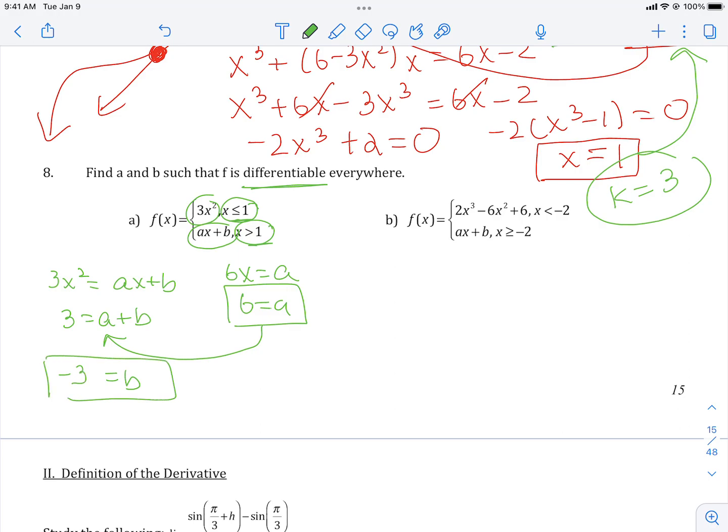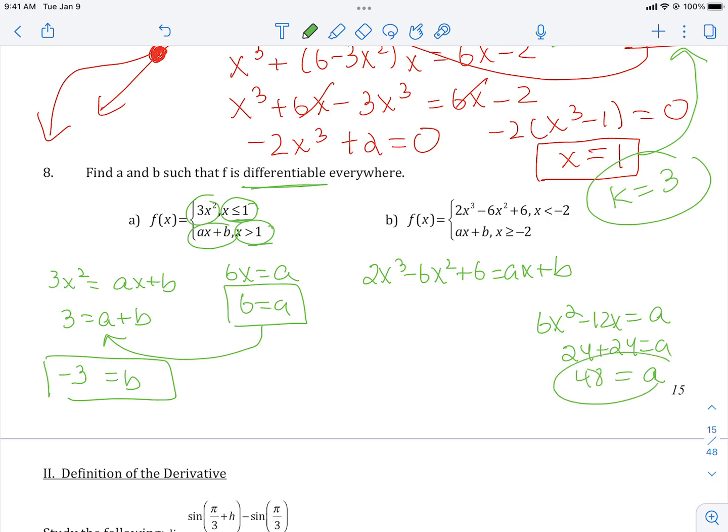Try part b on your own, pause the video, and then you can come back and check your answer. So for b, you would do the same thing. Set them equal, and then take the derivatives and set them equal. And if I plug in -2 for x, I get 24 plus 24 is a, so a is really 48. And then plug in the a here, and plug in the -2 for x. And if you solve this, simplify everything out, you should get 64.